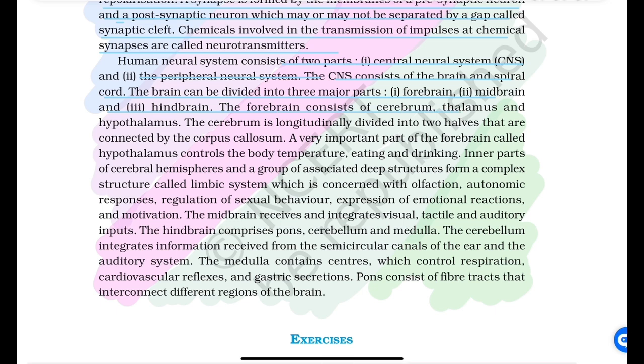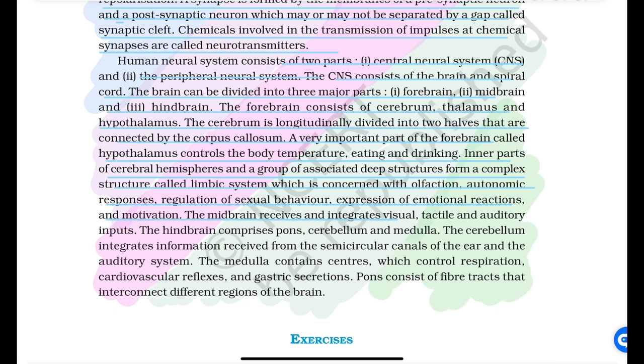The forebrain consists of cerebrum, thalamus, and hypothalamus. The cerebrum is longitudinally divided into two halves that are connected by the corpus callosum. A very important part of the forebrain, called the hypothalamus, controls body temperature, eating and drinking. Inner parts of the cerebral hemisphere and a group of associated deep structures form a complex structure called the limbic system, which is concerned with olfaction, autonomic responses, regulation of sexual behavior, expression of emotional reactions, and motivation.